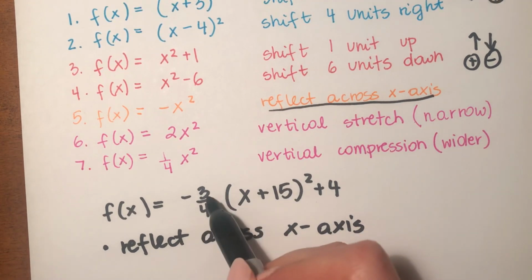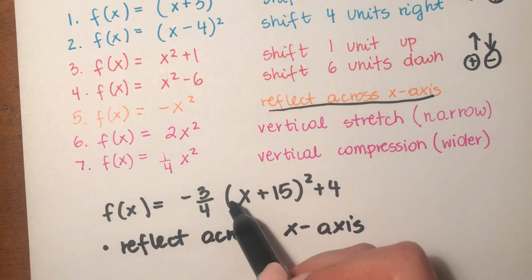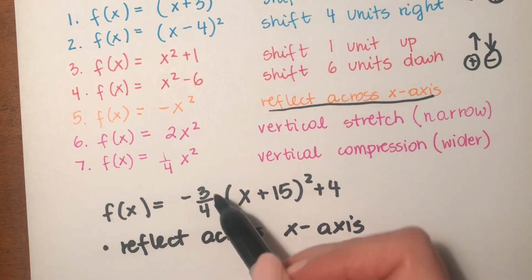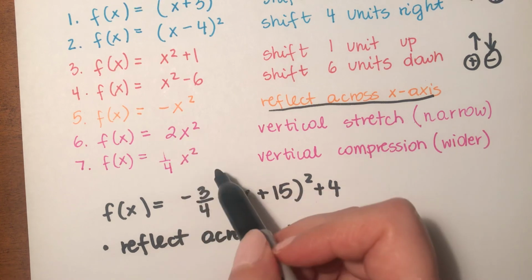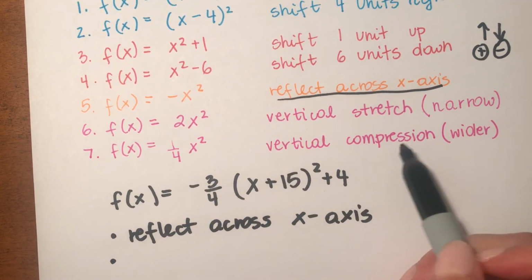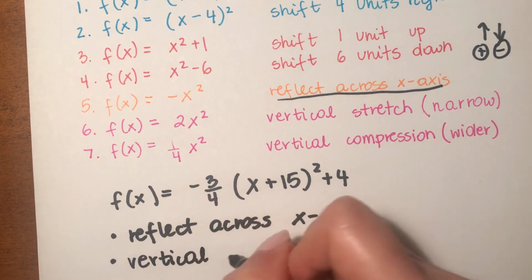Okay, next we have 3/4. Well, 3/4 is in front of the parentheses, in front of x squared. But 3/4 is less than 1, right? It's like 0.75. So it's a vertical compression.